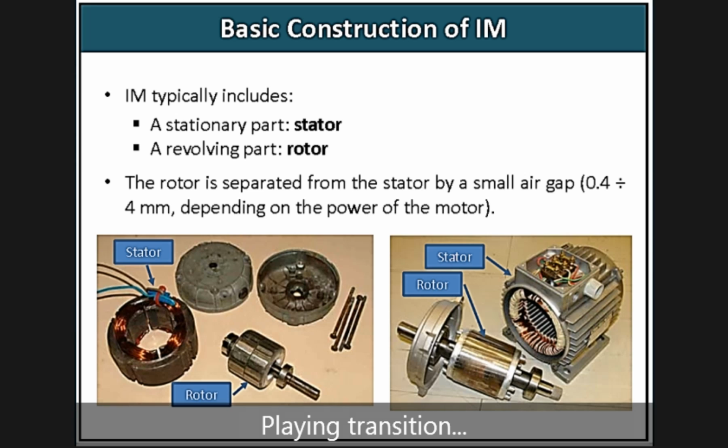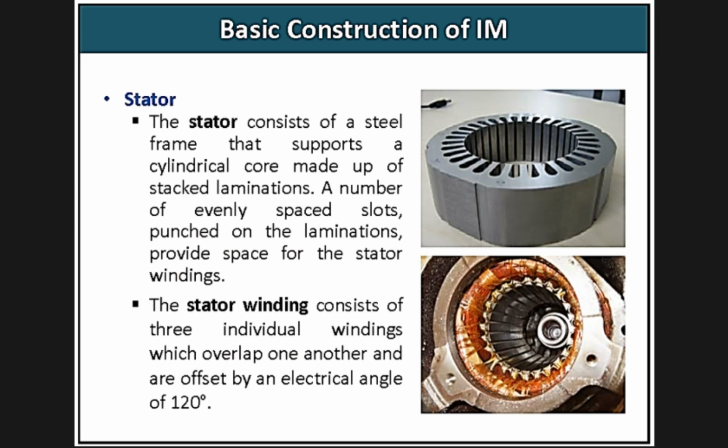If we look at the stator now, it consists of a steel frame that supports a cylindrical core made up of stacked laminations. Again, it is a laminated core. You know the reason is to reduce the eddy current losses. A number of evenly spaced slots punched on the laminations provide space for the stator windings.